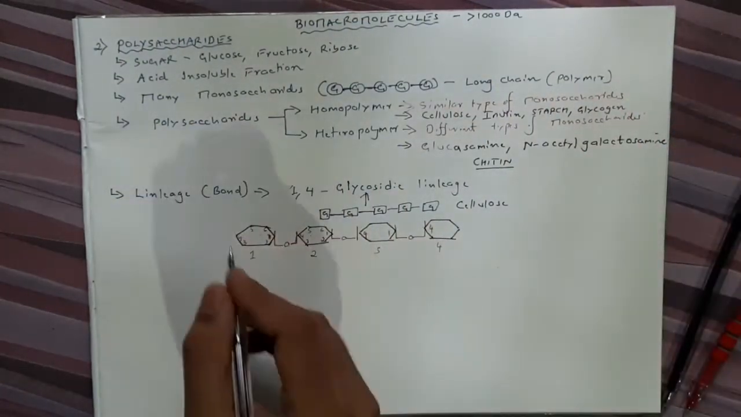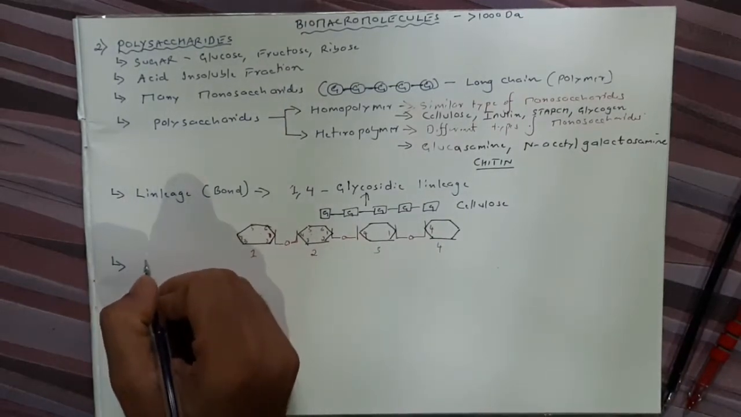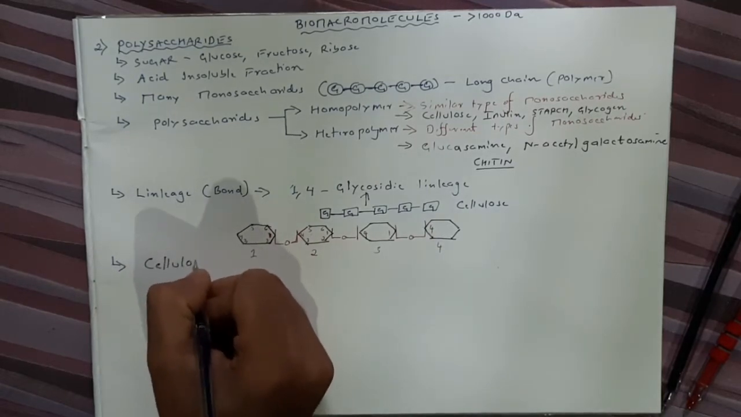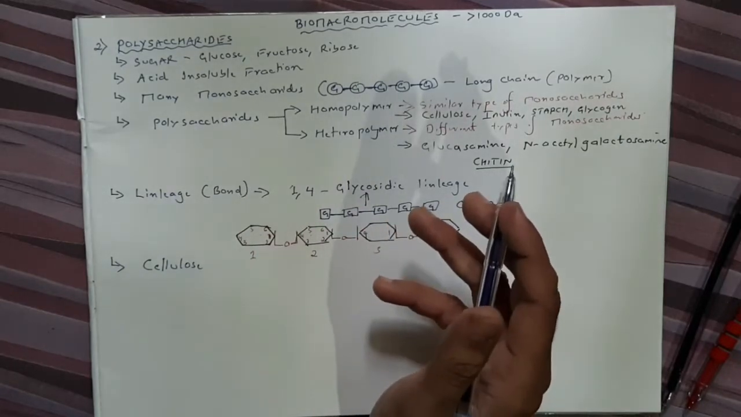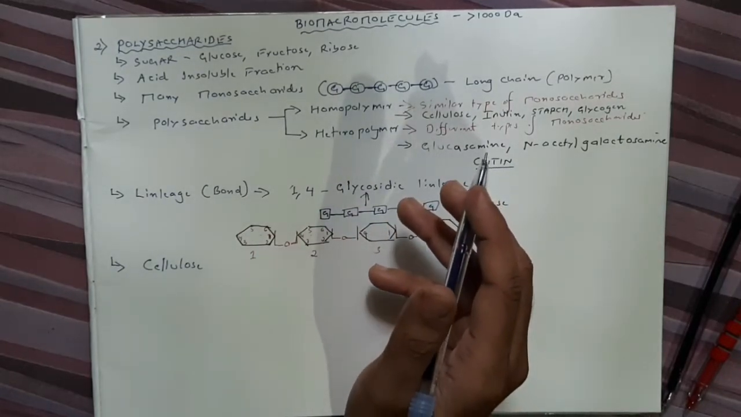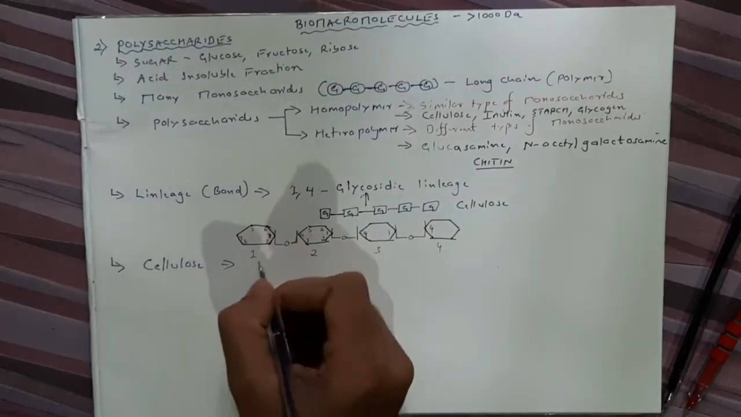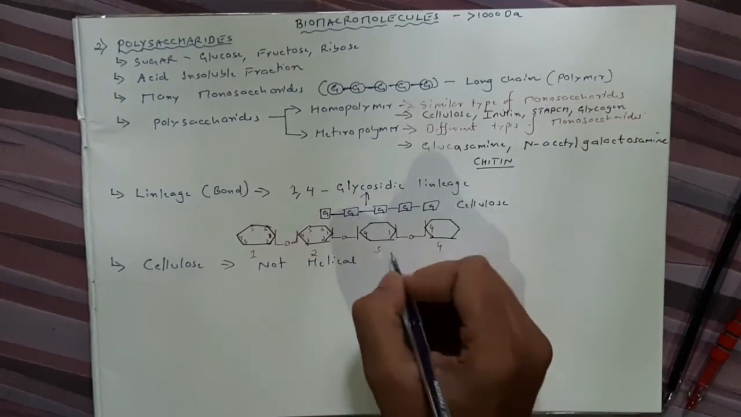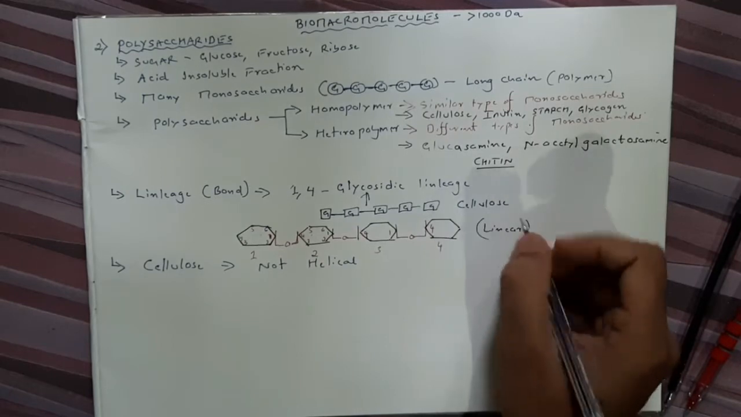Next one, let me just tell you some examples for this polysaccharide. We go with a simple homopolymer. I just write cellulose here. I have already told you that it is a type of homopolymer made up of similar type of monosaccharides, that is glucose. Cellulose structure is not helical. Please note this point. It is not helical in structure. So it's straight, linear. So cellulose is a linear structure. It has got branches.